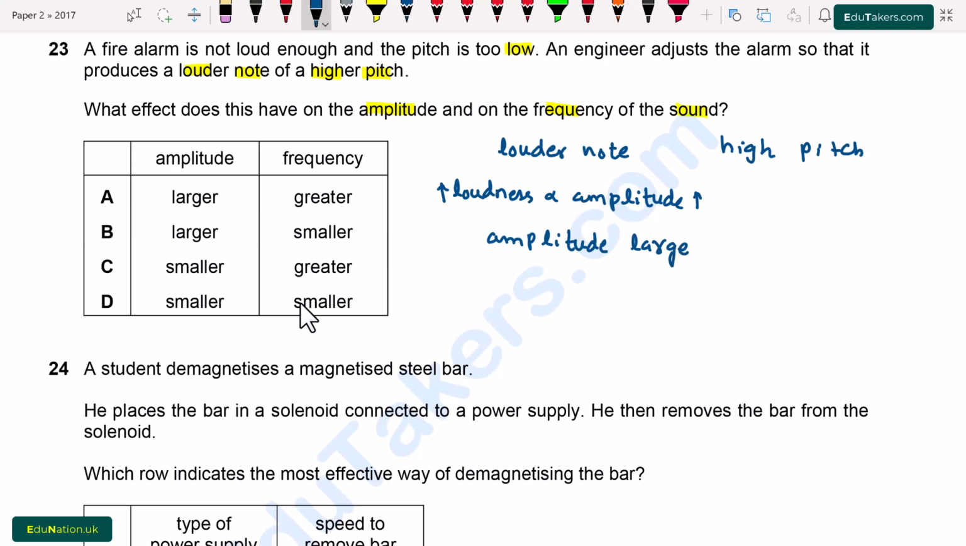And also the pitch is related to the frequency. Pitch is directly proportional to frequency. When the pitch is high, the frequency should be high. So in this case, there will be high frequency. Now we see the options. Option A, amplitude is larger and frequency is greater. B, larger and smaller. C, smaller and greater. D, smaller and smaller. From here, option A is correct.